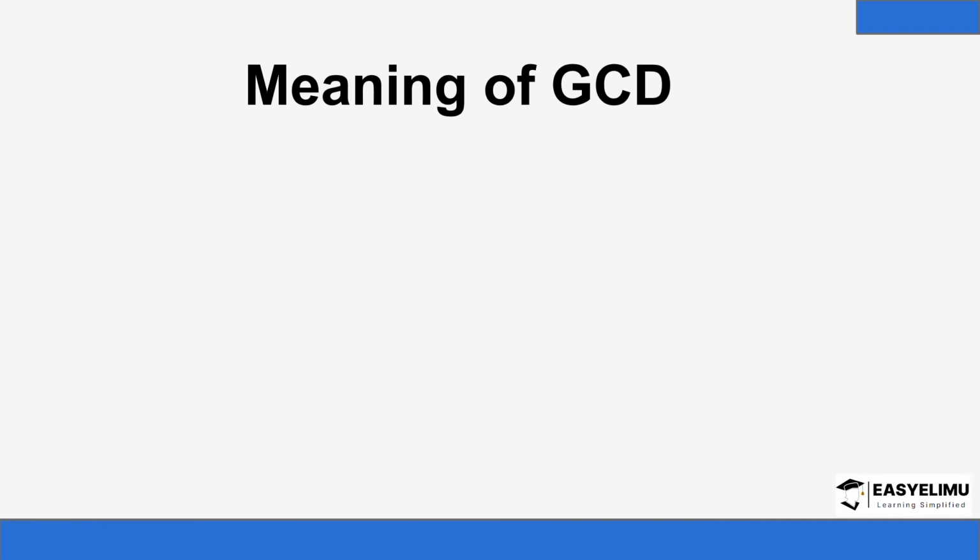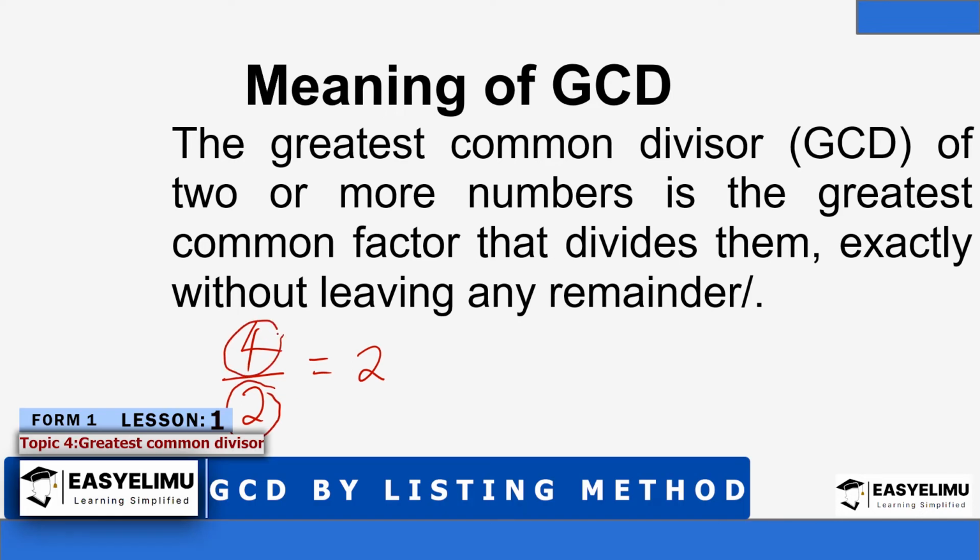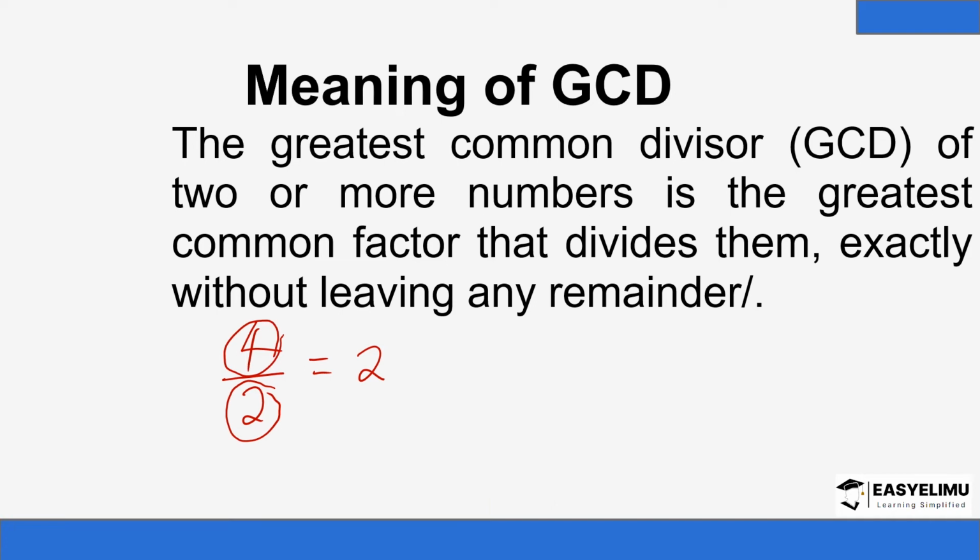So what is GCD? GCD in full is greatest common divisor of two or more numbers. What we're calling a divisor is a number that can divide into another exact number of times without leaving any remainder. For example, if you have 4, you divide by 2, the answer is 2. So you see here, this 2 is called the divisor of 4, because 2 divides into 4 exact number of times.